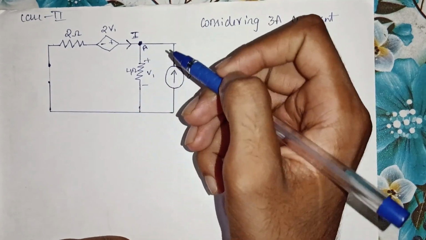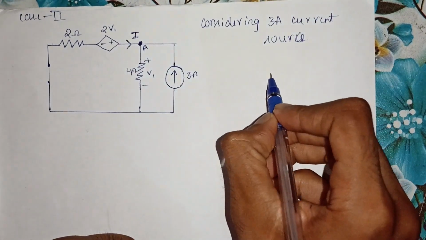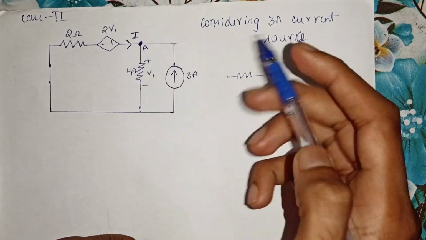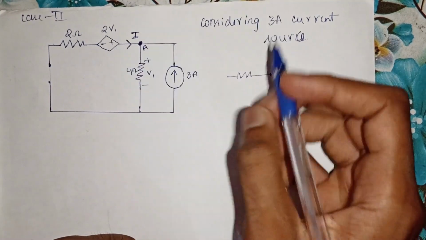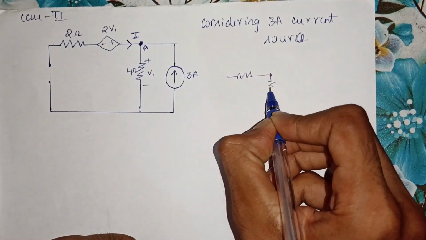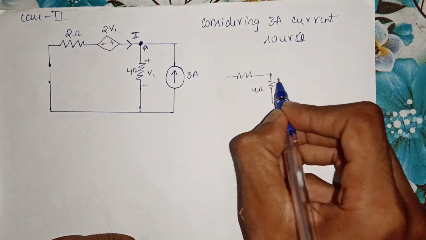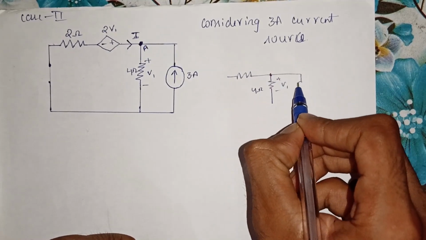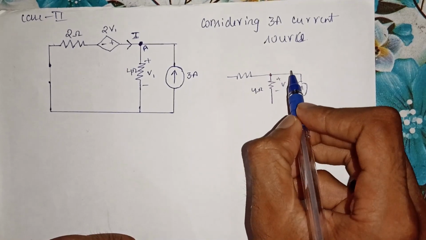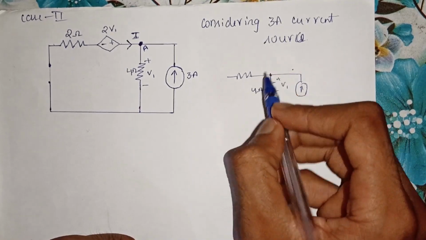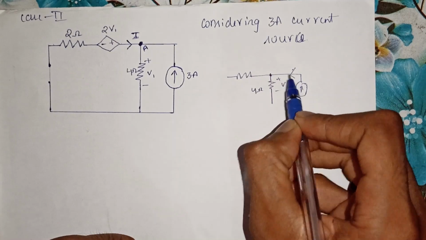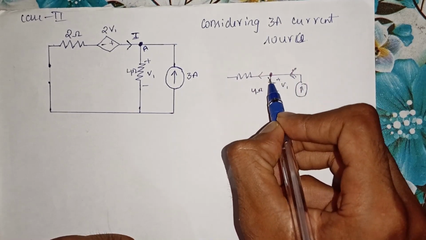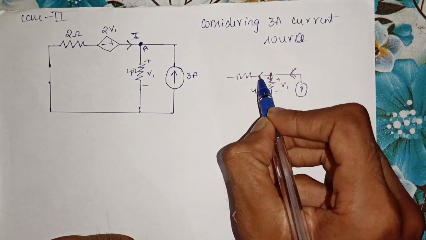So you can apply KCL here. This is the branch that consists of the 2 ohm resistance and dependent source, as well as this a branch which consists of the 4 ohm resistance, and there is a 3 ampere current. My current directions due to the respective branches are: this is the current that is entering this node, and these are the currents that are leaving this node.